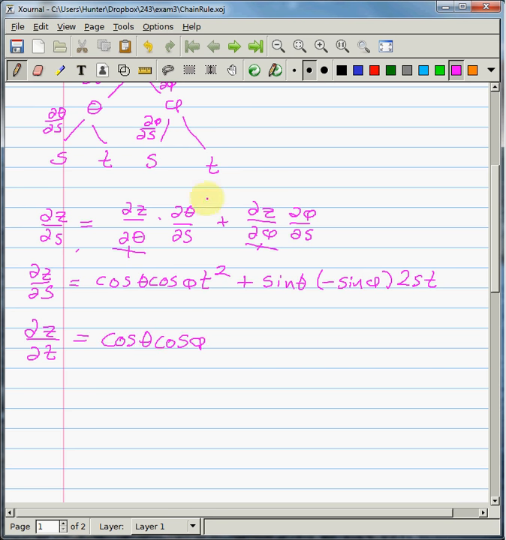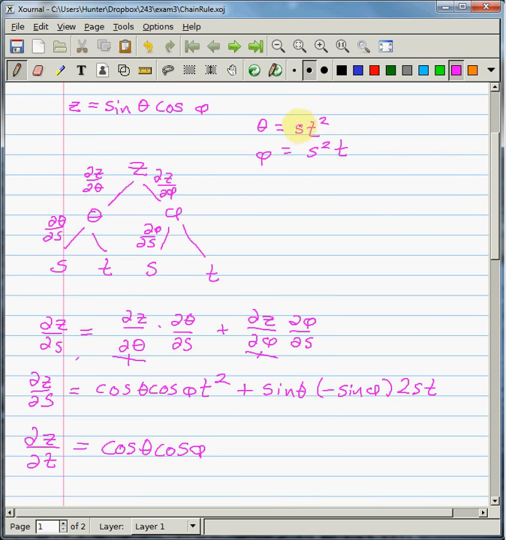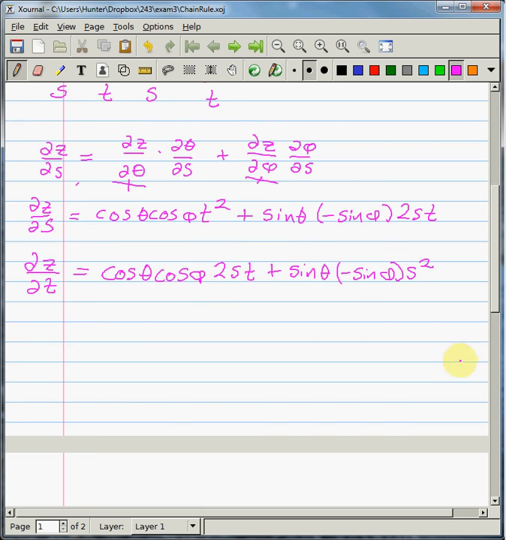But now I don't want to multiply by d theta ds. I want to multiply by d theta dt, which is 2st. Alright, so plus, or I should probably change it to minus, but now I'm just going to copy this line over. Sine theta negative sine phi, and now instead of taking d phi ds, I take d phi dt, which is s squared. Okay, and that's it. It's very easy. So there's the answer.